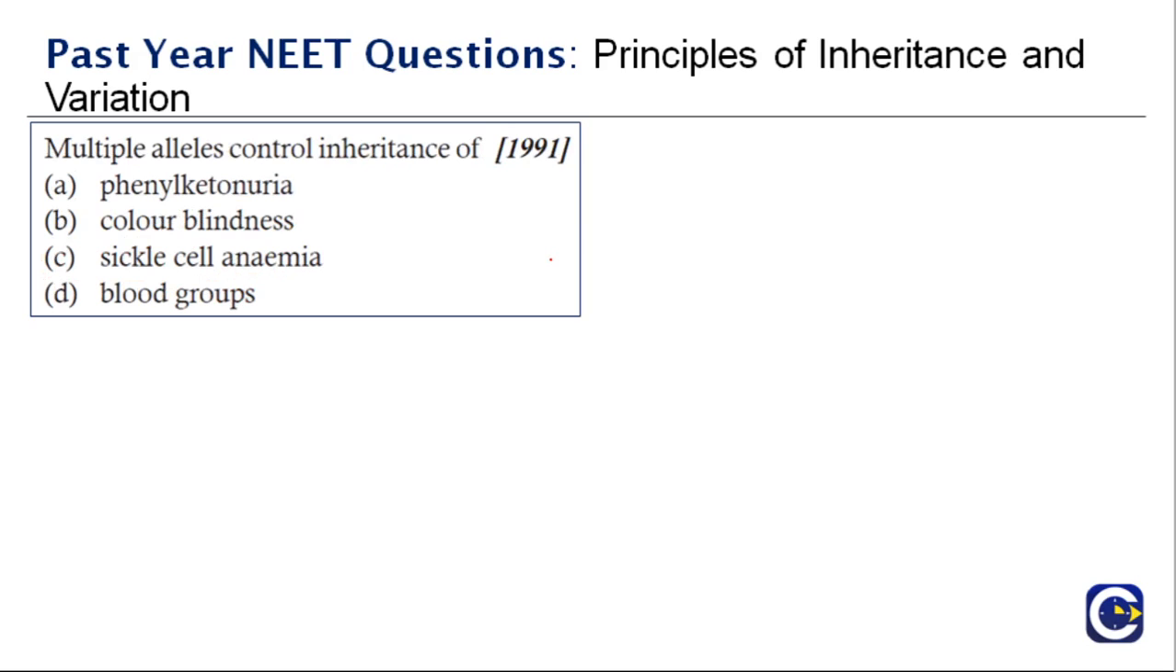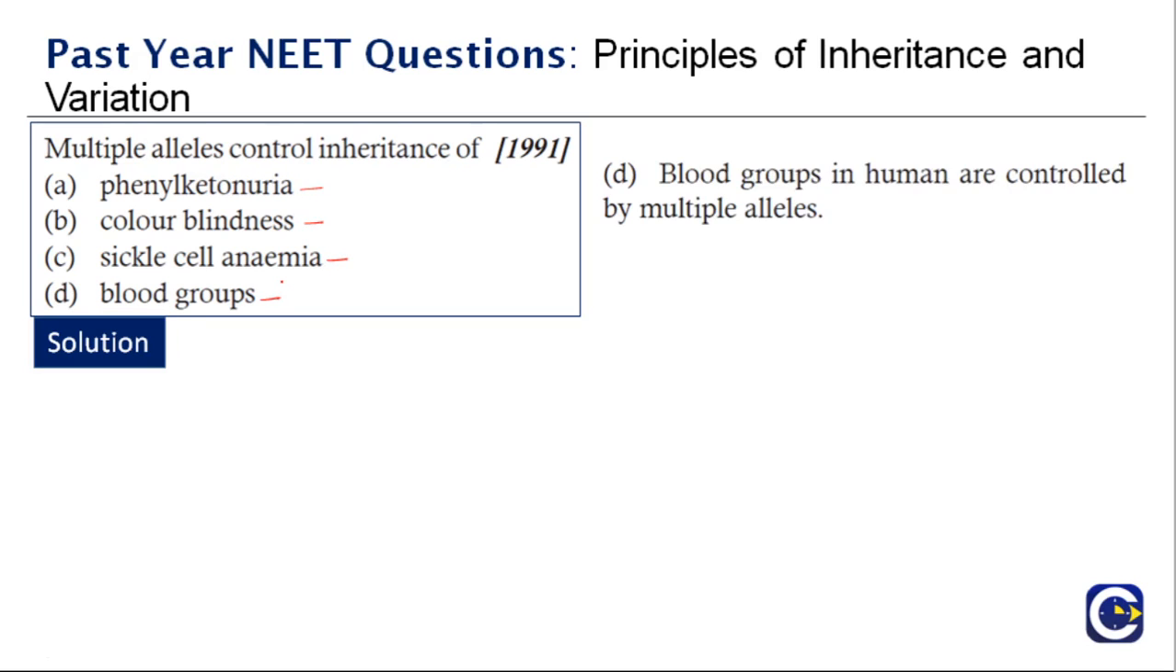Multiple alleles control inheritance of what? I think we have seen this question so many times by now. Multiple alleles control the inheritance of phenylketonuria, color blindness, sickle cell anemia or blood group. What is the right answer? The right answer is blood groups in humans are controlled by multiple alleles. So the right answer is D.